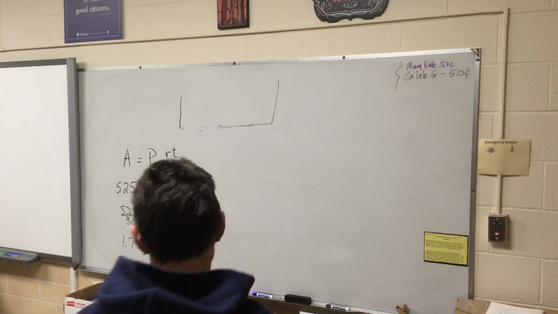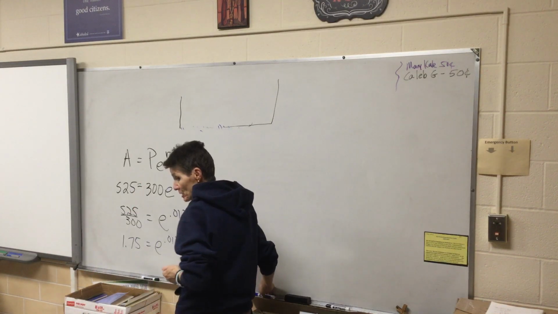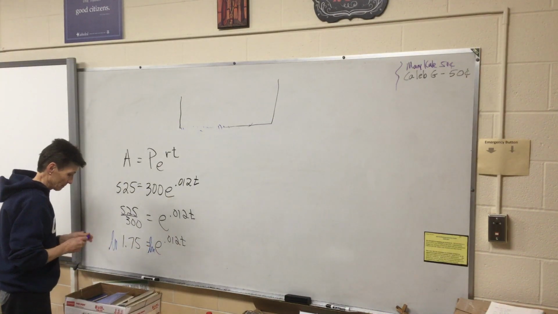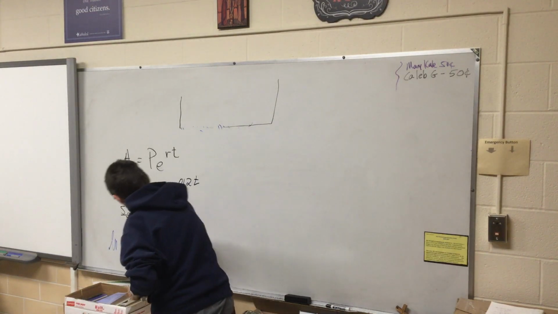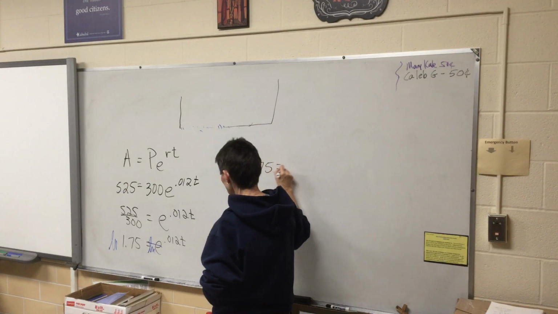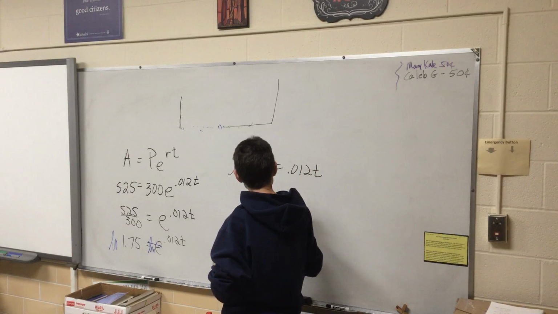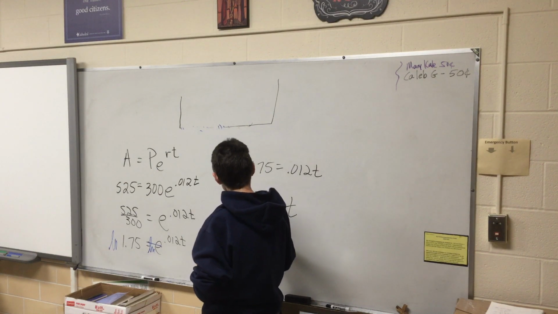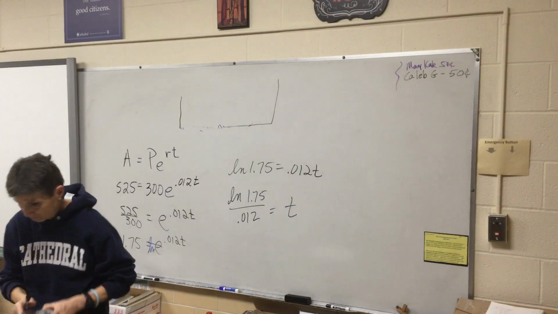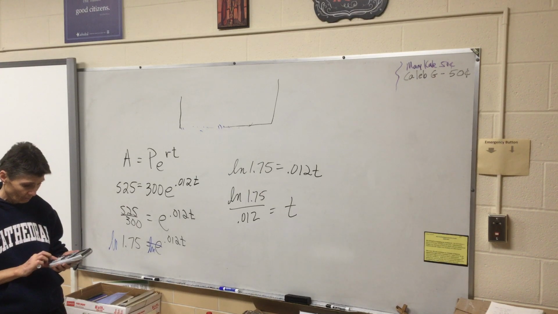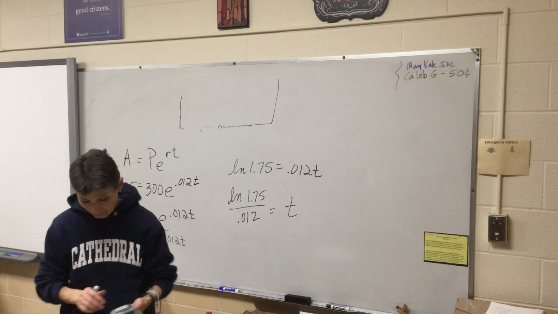We have to do log. We do. Except since there's an E in the problem, it's ln. Yeah, it's ln. And then these cancel. So ln 1.75 equals 0.012t. And all I have to do is take ln 1.75 divided by 0.012. Yep. $22.38.